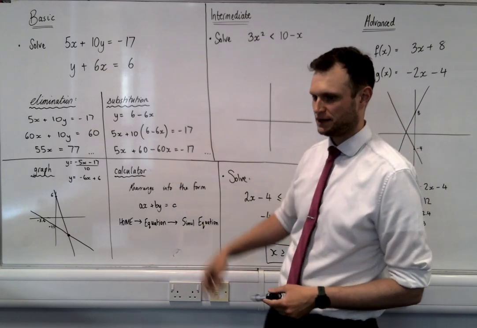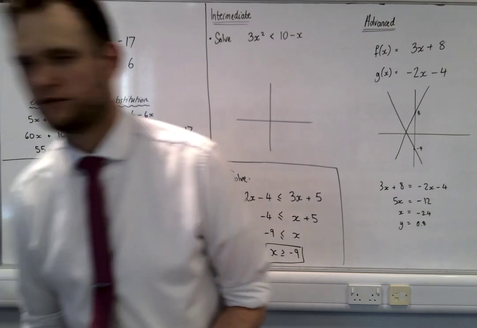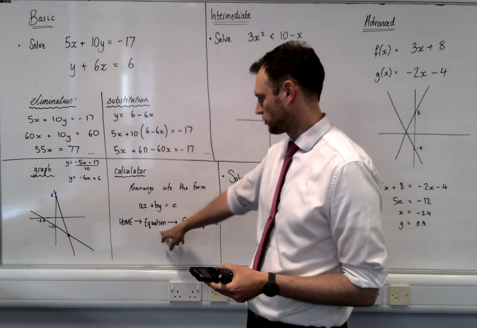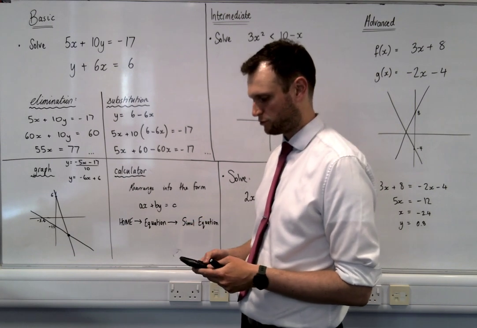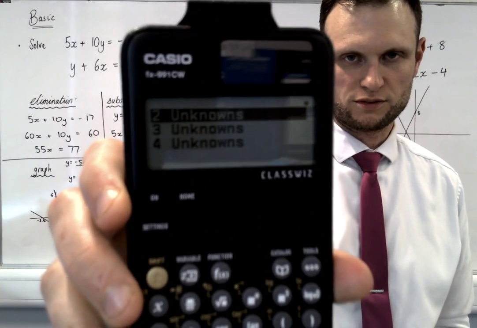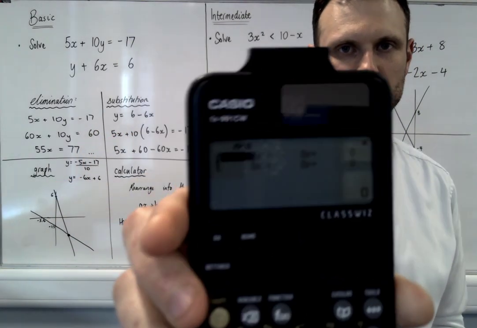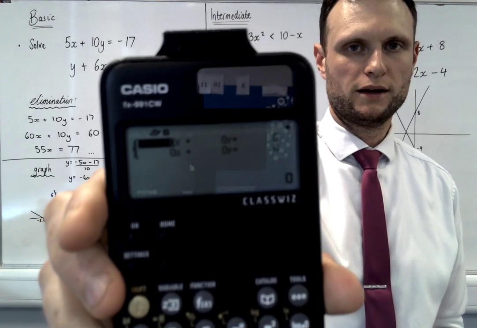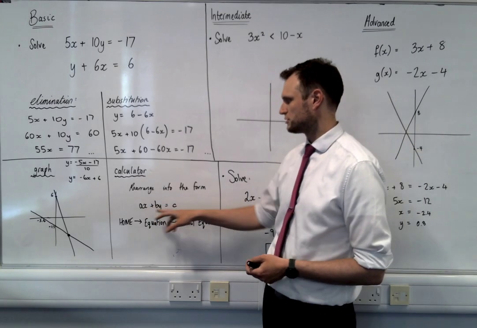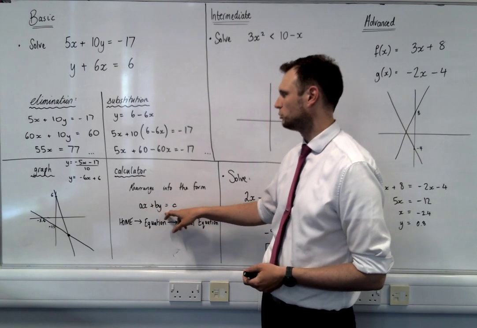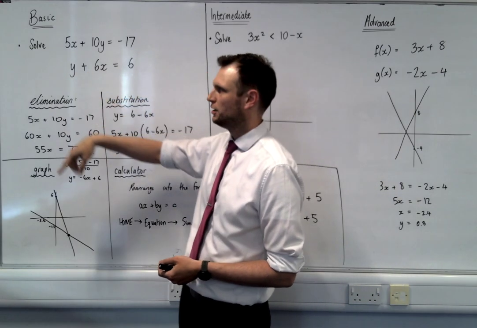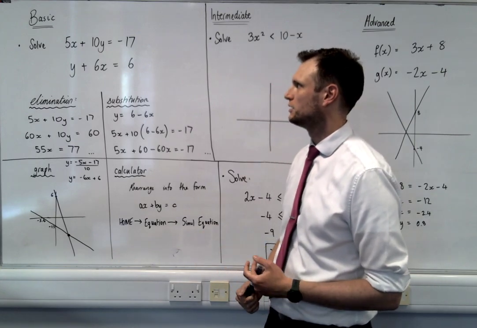The final way is on the calculator, so I'll show this better on the video when we answer the questions, but you want to press the home button, go to equation, and then simultaneous equations. It will say two unknowns, that's what you'd choose, and then you'd put in your values of x, y, and the constant. When you do that, you need to have rearranged both of them into the form something x plus something y equals something. So in this case, just make sure you put in these numbers in the right way round so that the solutions come out correct.